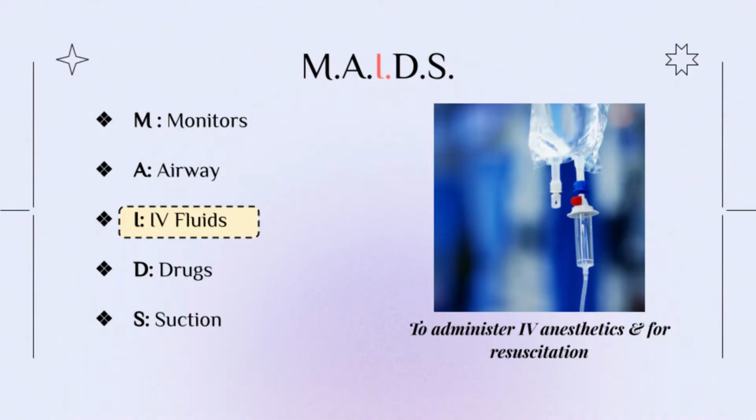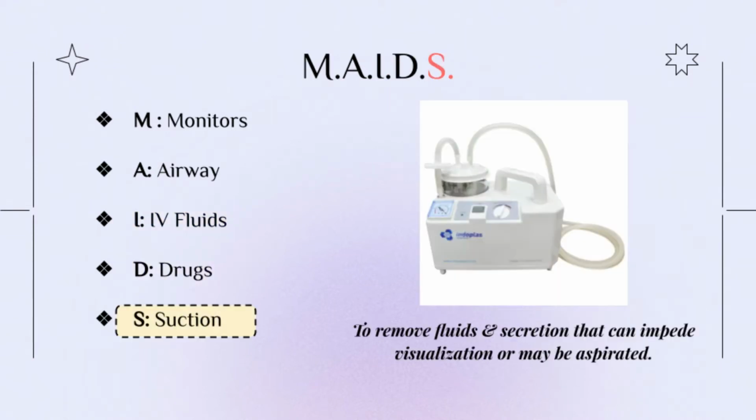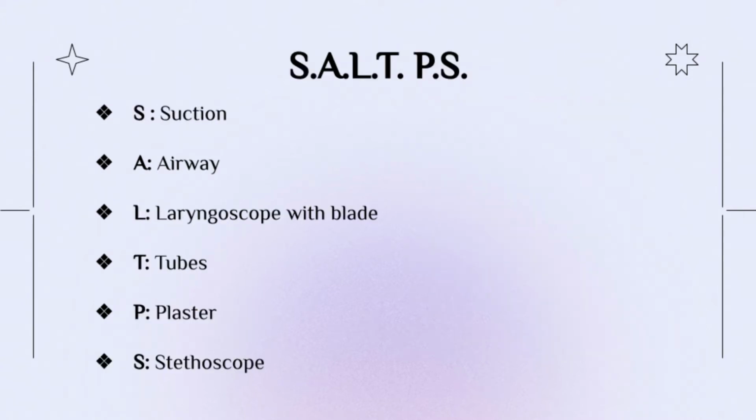I stands for IV access and fluids, D stands for drugs to be used, while S stands for suction apparatus. The materials can also be remembered using this other mnemonic, SALT PS. S for suction, A for airway, L for laryngoscope blade, T for tubes, P for plaster, and S for stethoscope.